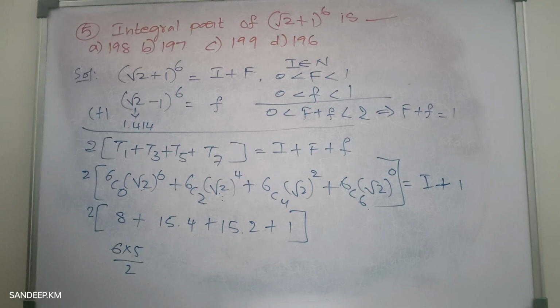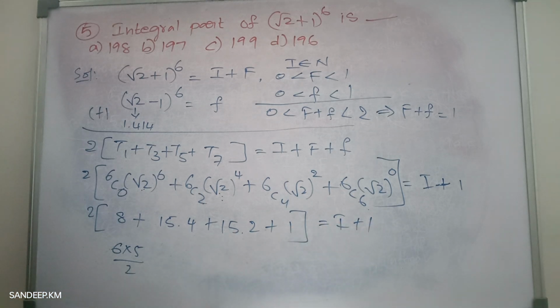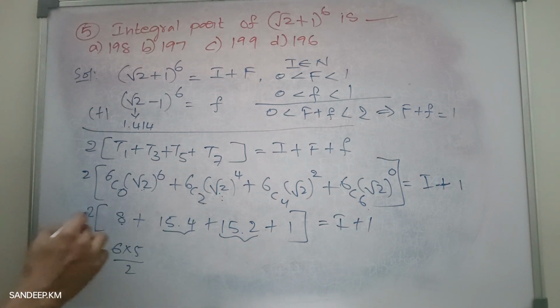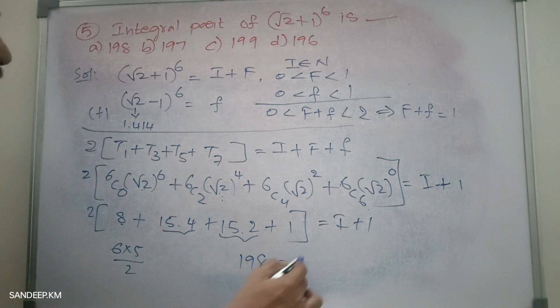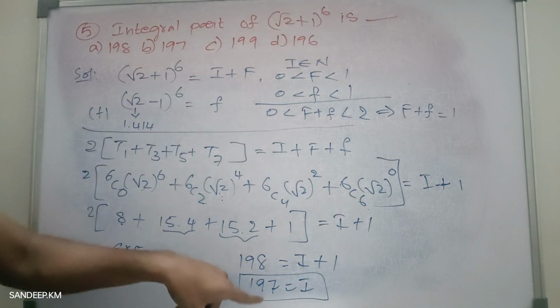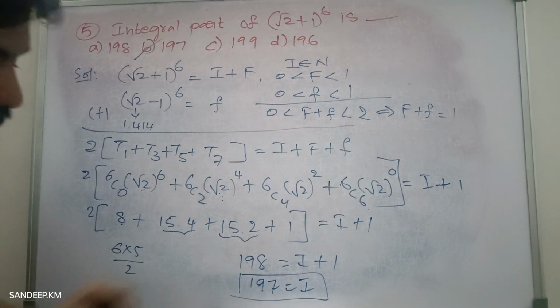So therefore, dear students, the LHS value is what? This is 60, 30, 90, 90 plus 9, 99. 99 twos are 198, which is equal to I plus 1. Therefore, I is equal to 197. The integral part of (root 2 plus 1) whole power 6 is 197. It is option B. I hope it's easy for you. We'll go with the next question.